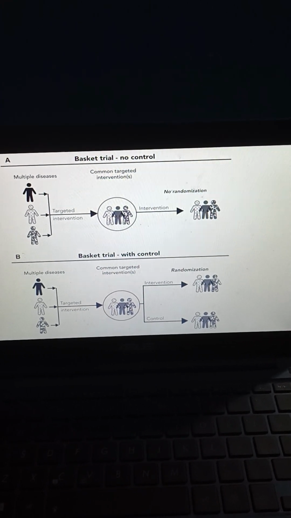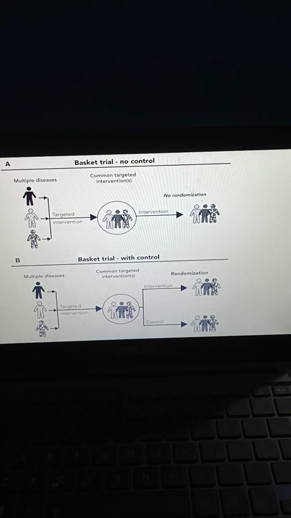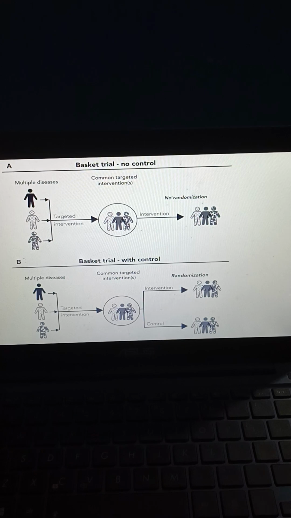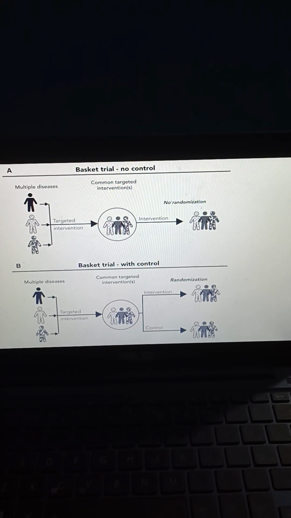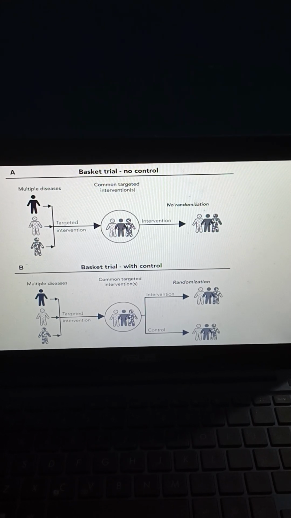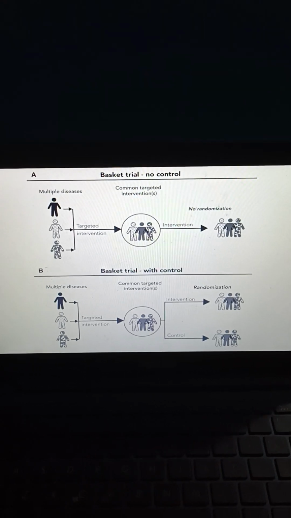Basket trial with control: multiple diseases, common targeted interventions, then randomization to intervention and control arm.